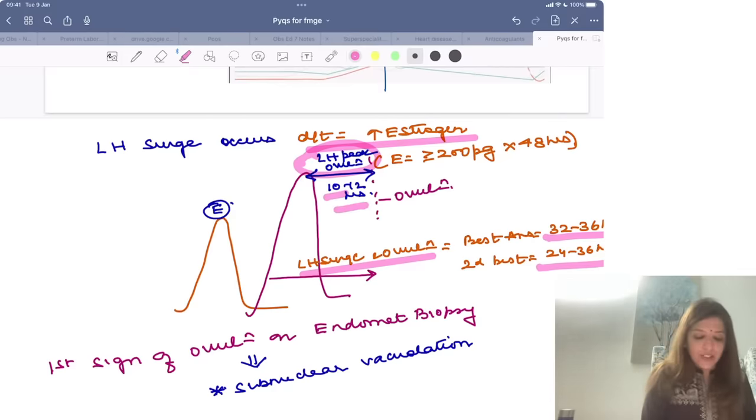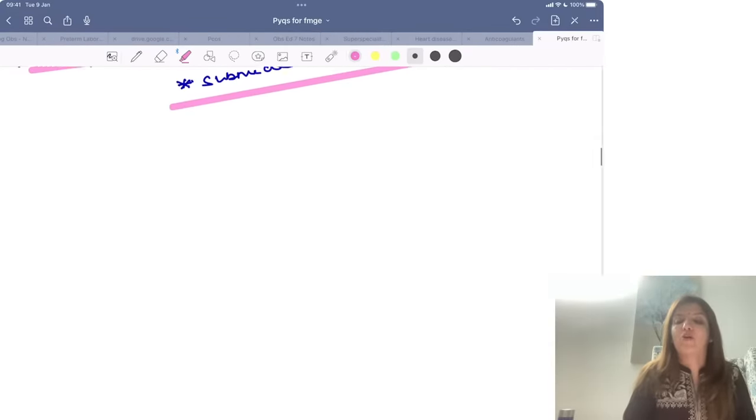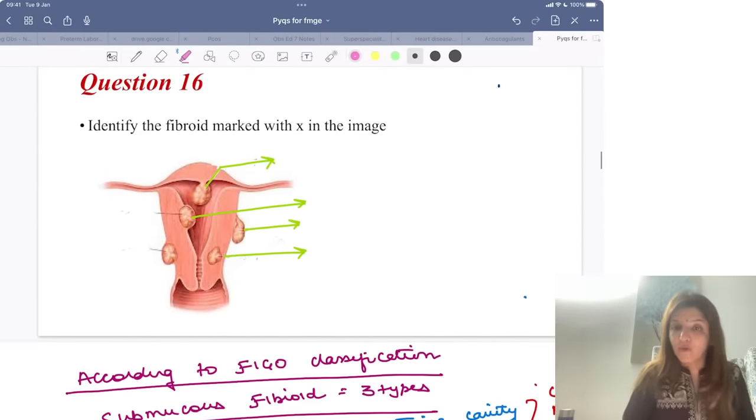What is the first sign of ovulation on endometrial biopsy? The first sign of ovulation on endometrial biopsy is subnuclear vacuolation. Clear to all of you?